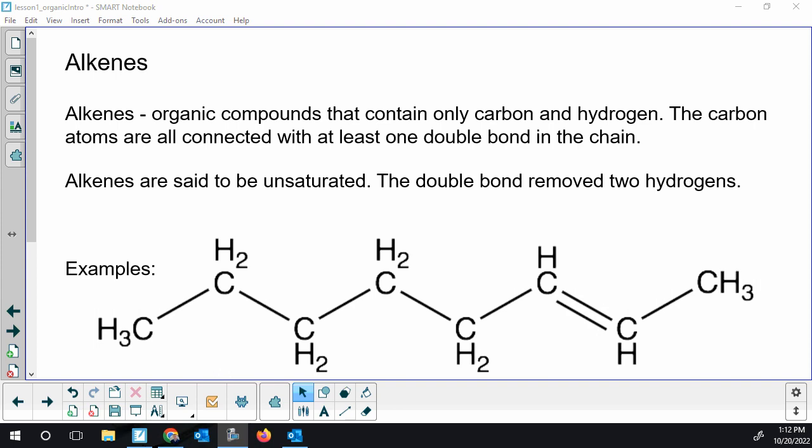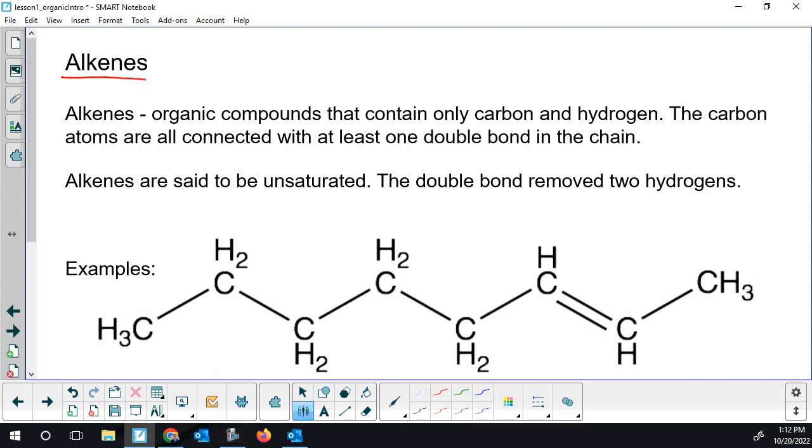So I'm just going to talk about alkenes and alkynes. I'm going to go through all the drawing types on these two slides. So we've seen structural formulas in the previous lesson. We saw condensed structures, but we haven't seen the last type.